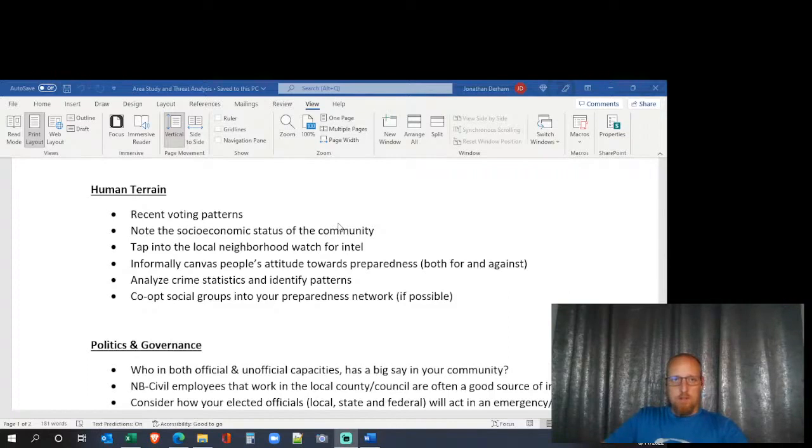One of the other things he said on the human terrain was to co-opt social groups into your preparedness network. So if you find a group of people that is a bunch of mechanics or people who go off-roading or camping or whatever, and they're going to be out doing stuff, talk to them, get some information from them, find out if they'd be willing to keep an eye out for anything weird going on or anything random to get some information on. They could also let you know of anything that's going wrong in the area or suspicious.